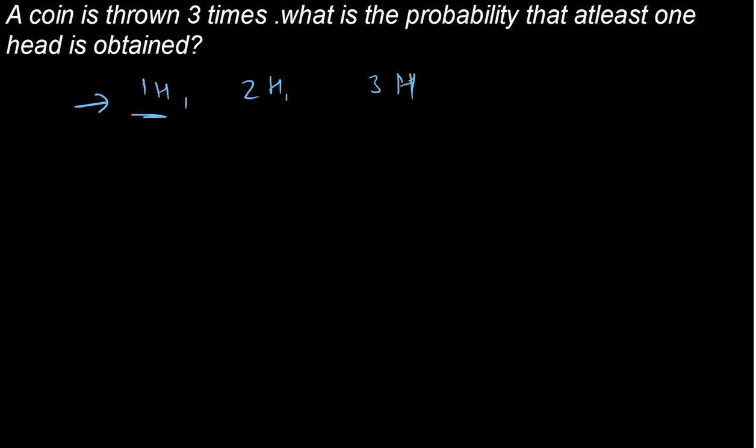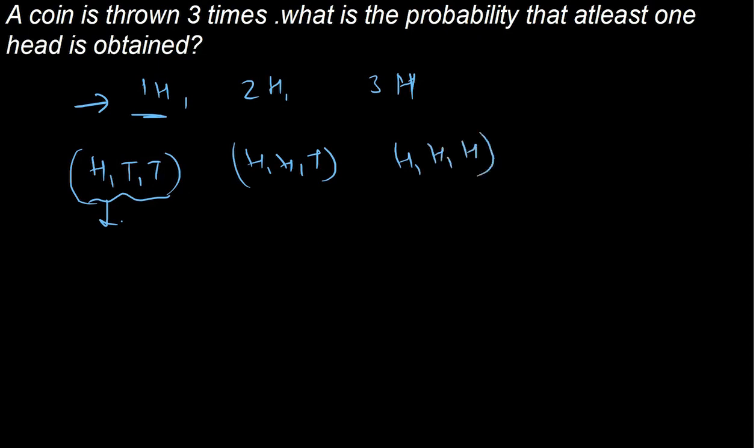One head, so one head is going to be there, then two tails are going to be there. So then you have to make the cases according to that. Then two heads are going to be there and one tail is going to be there. And obviously in the last it is going to be three heads.